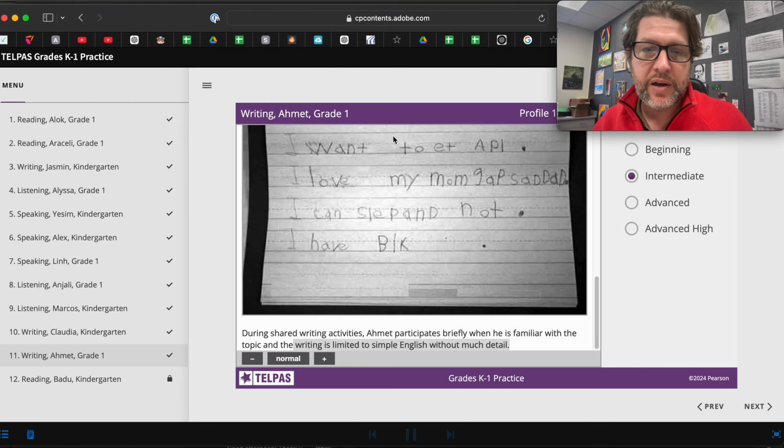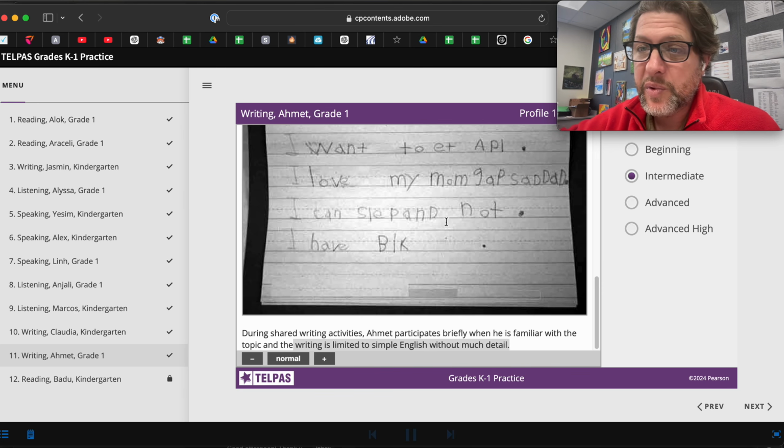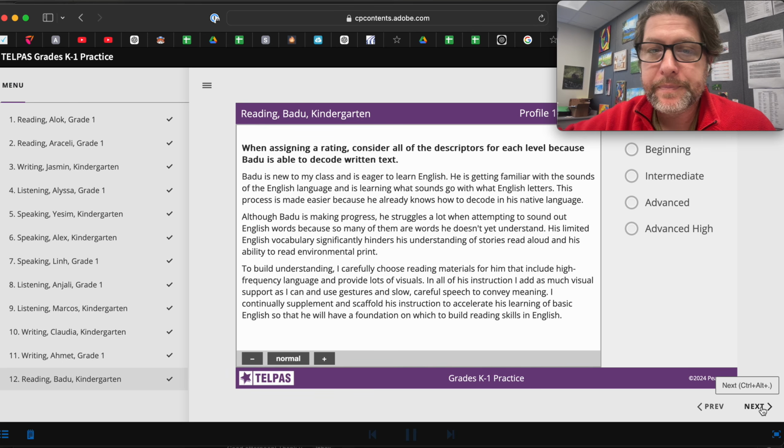Intermediate. Okay, I love my mom. And sad dad, sad dad. I can sleep and not I have bike. Okay, so it's very simple, but it's conveying some form of meaning. It's just very simple. Okay, intermediate.